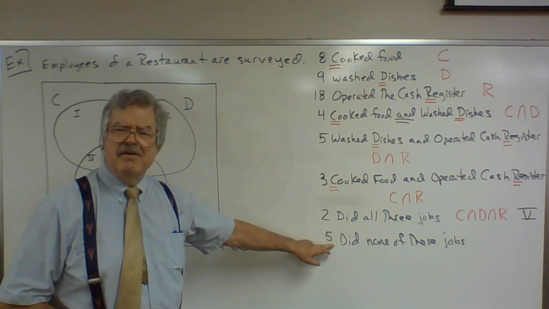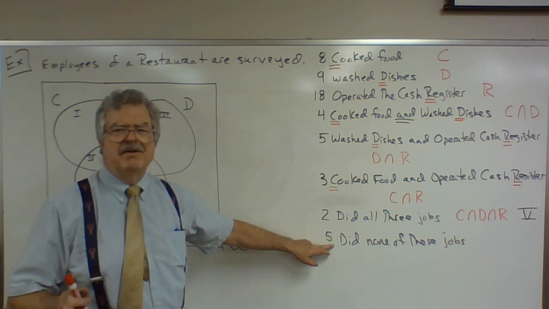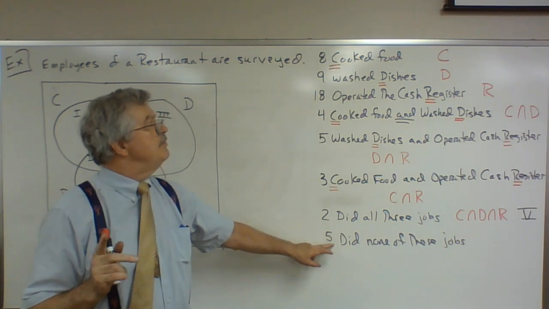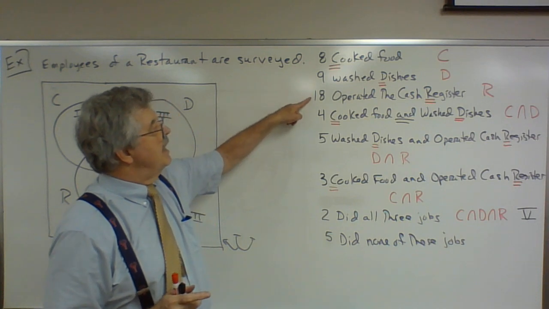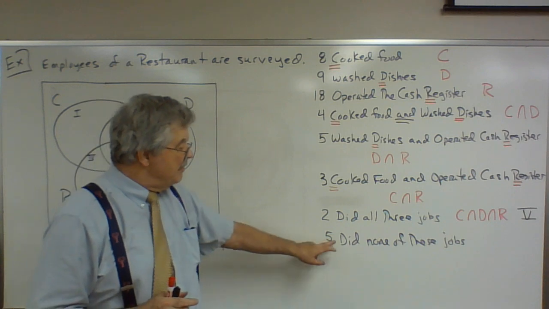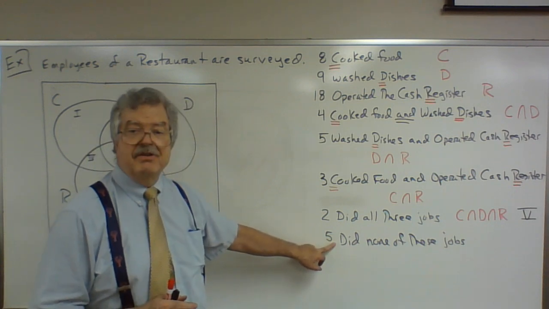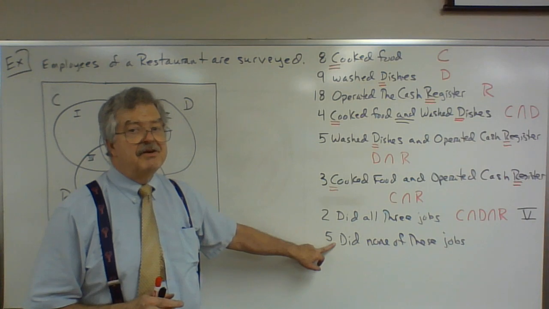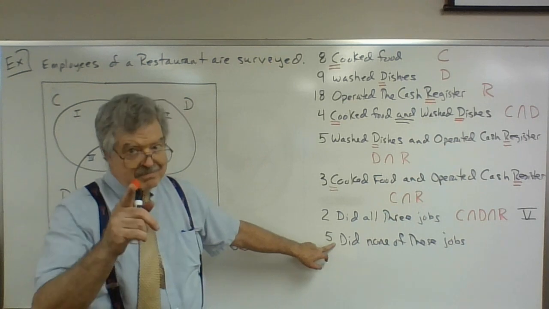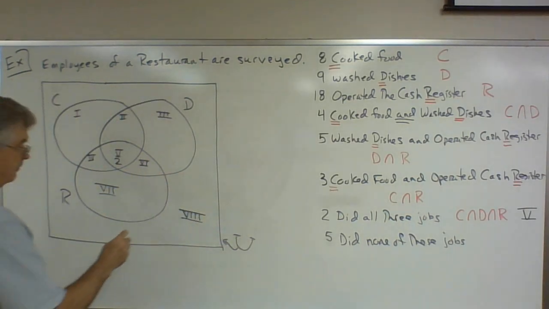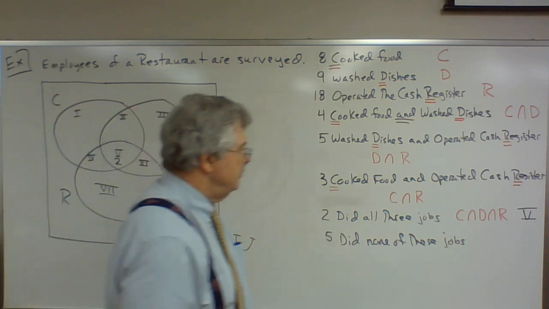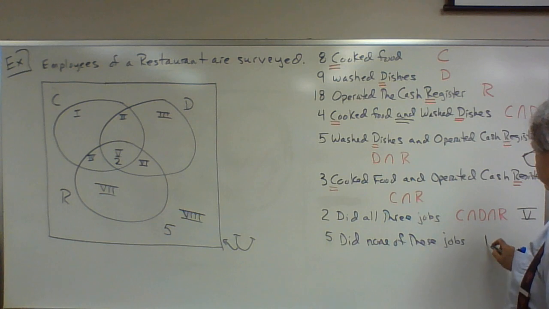What about this? 5 employees didn't do any of those jobs. I won't say they didn't do anything, but they didn't do any of these three jobs: cooking, washing dishes, operating cash register. These 5 aren't in any of the three circles. They're not in C, they're not in D, they're not in R. So where do they go? Right, region 8. So this is region 8.